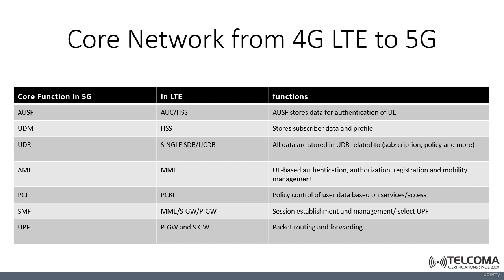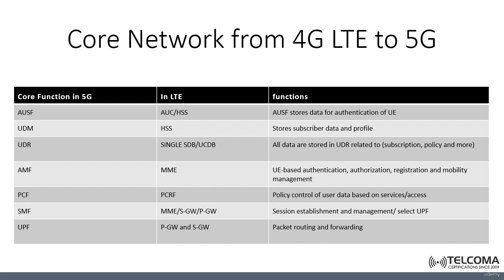The second network function in 5G is the UDM, Unified Data Management, and the corresponding one in LTE is HSS. So the function of UDM and HSS is storing the subscriber data and the profile. The next network function is UDR, and the corresponding one is a single SDB, UCDB. The function of those network functions is storing all the data related to subscription, policy, and more data.